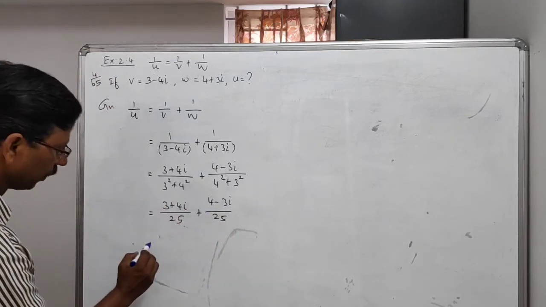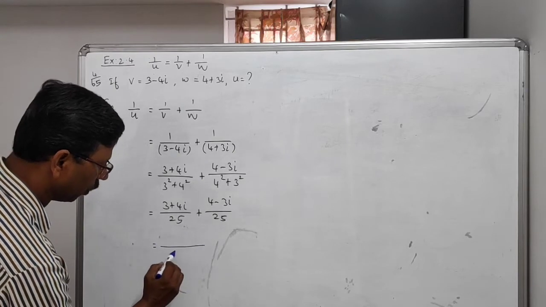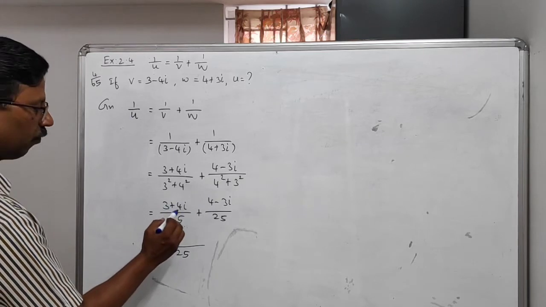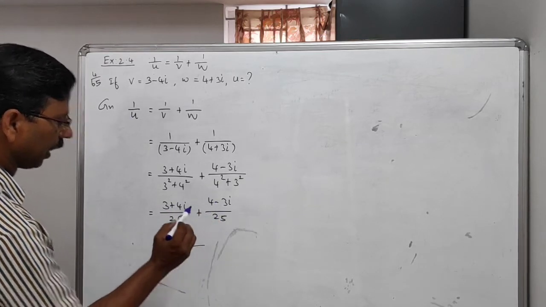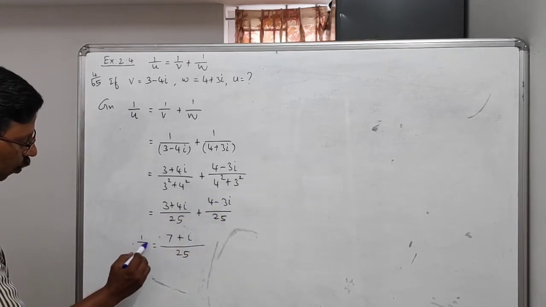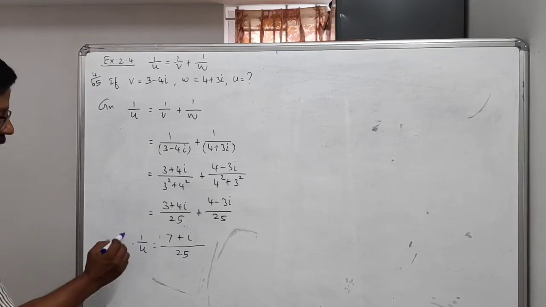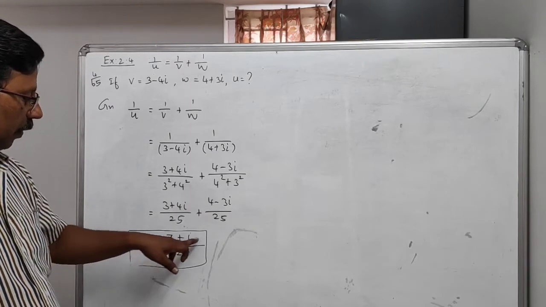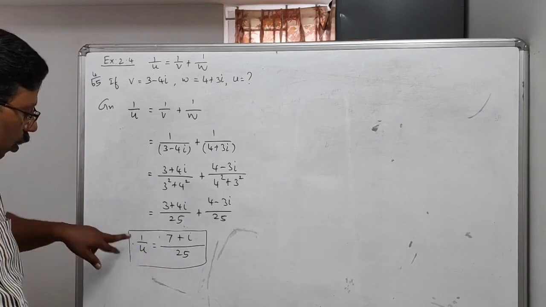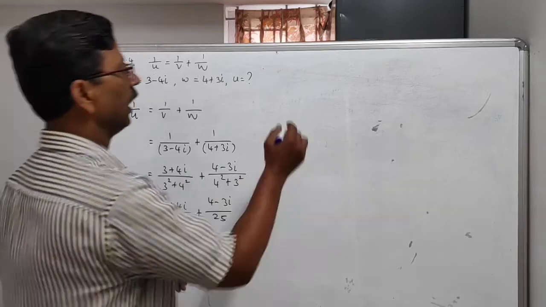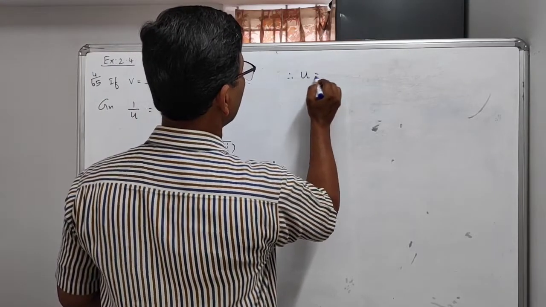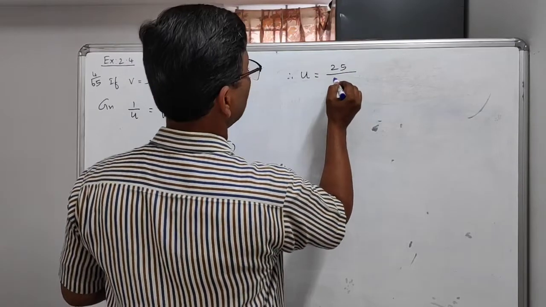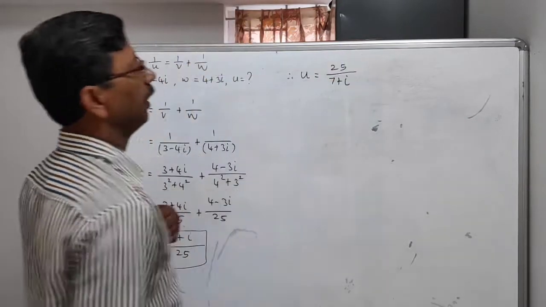We can add the numerators. We can write 25, then 3 plus 4 is 7, then 4i minus 3i gives plus i. This is 1 by u. Now we need to find the value of u only. If 1 by u is equal to (7 plus i) by 25, then u will be the reciprocal of this. Therefore, u is equal to 25 by (7 plus i).